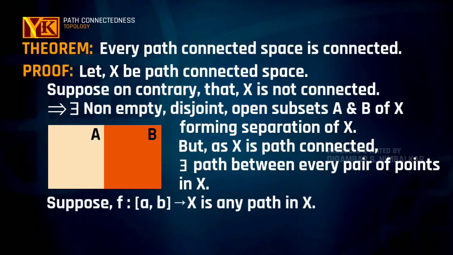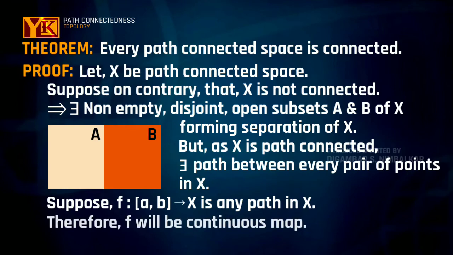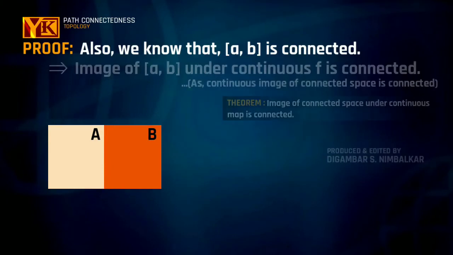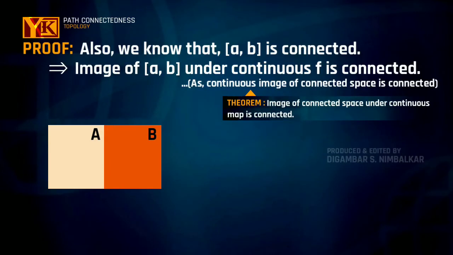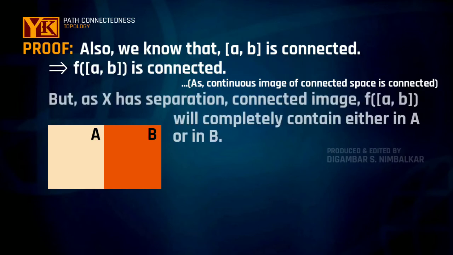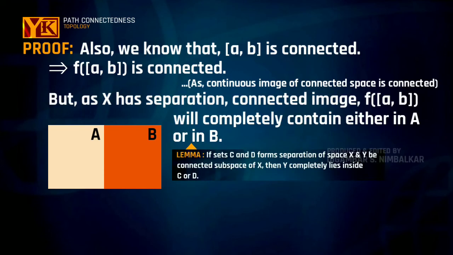So suppose f from closed interval [a, b] to X be any path in X. And as we know by definition of path, f will be a continuous map. And we know that closed interval [a, b] is connected. So the image of closed interval [a, b] under continuous map f will be connected, and thus f([a, b]) will be connected. But as we have assumed that space X has a separation, this connected image of closed interval [a, b] will completely lie either in A or in B.